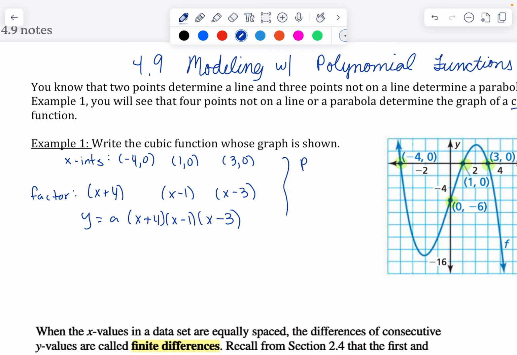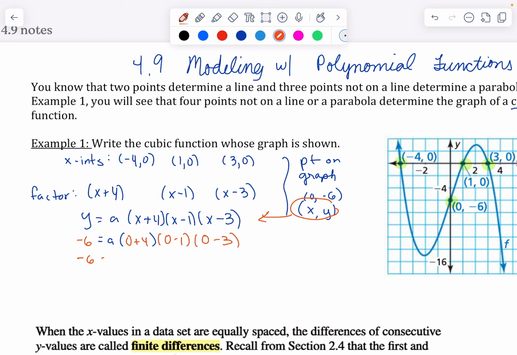So if we have a point on the graph, then that means this is x comma y. So I'm going to use that information and plug it into this rule so that I can solve for a. So y is -6. a is the value I don't know, but I'm trying to figure out. Then you have 0 plus 4, 0 minus 1, 0 minus 3. So that's going to be 4 times -1 times -3. That's positive 3. That's 12. So 12a, divide by 12 on both sides, you get -1/2.